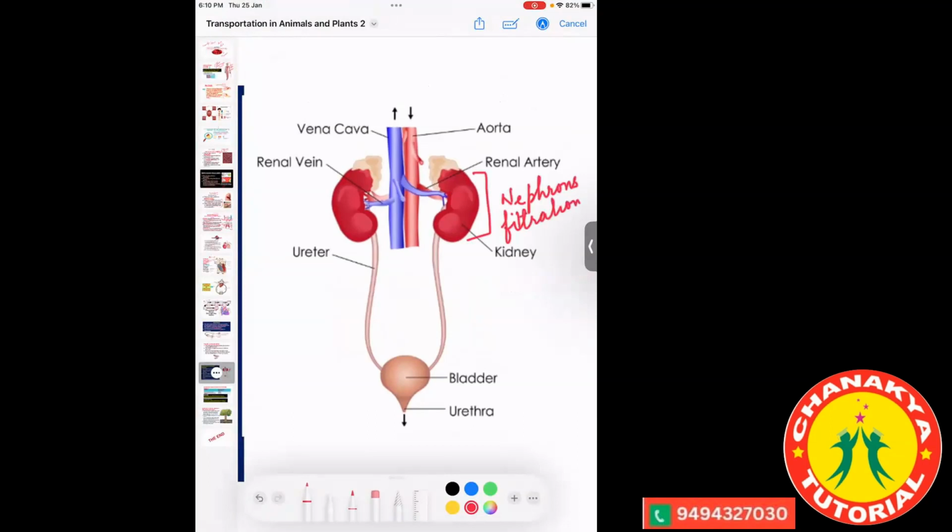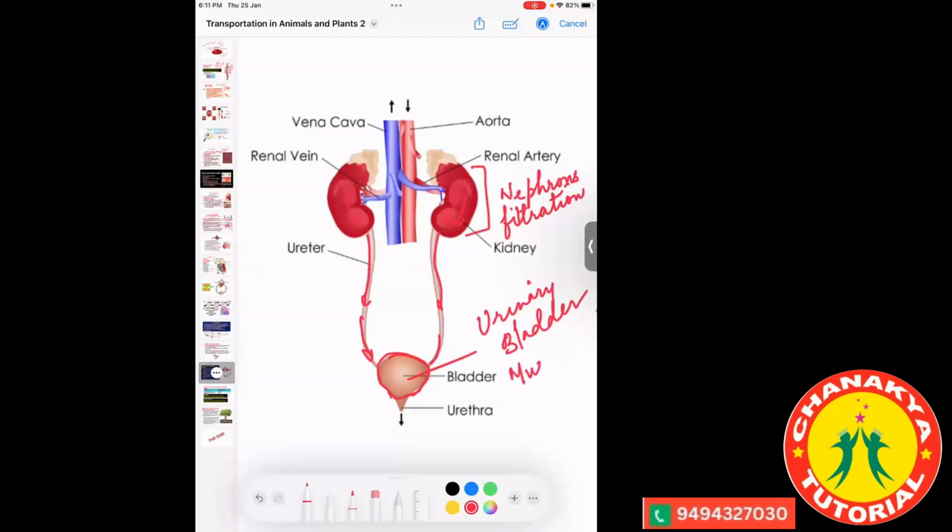So basically, whatever food or components we take in, in the form of blood, will reach this part of the body, and then these nephrons will be filtering. Whatever waste is there in the form of urine, they will pass it to the next part, which is the ureter. The urine will come to the ureter, and then whatever amount of urine we generate will be stored in the urinary bladder. The urinary bladder is basically a muscular wall, so it is made up of muscle. So what happened?